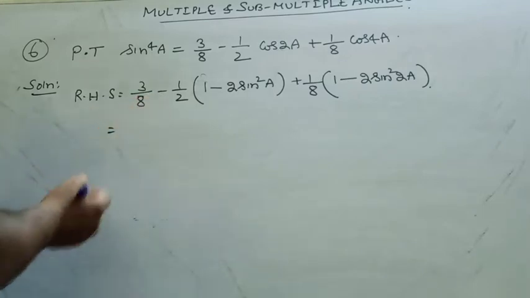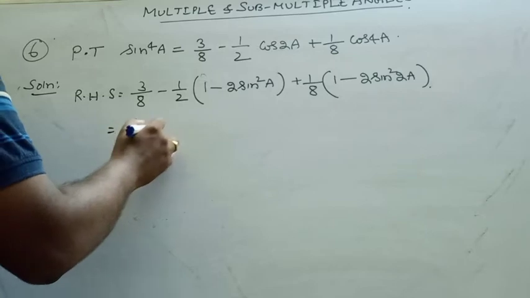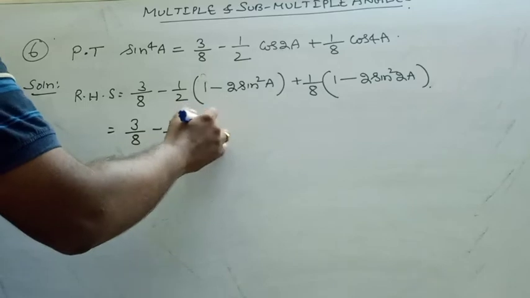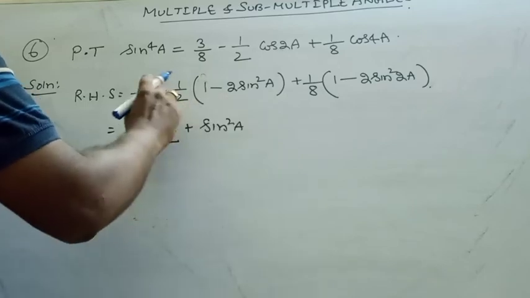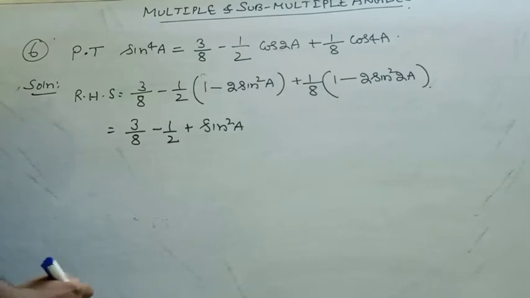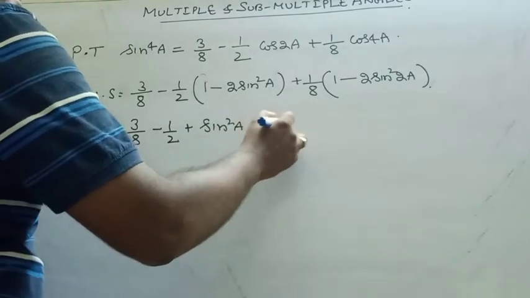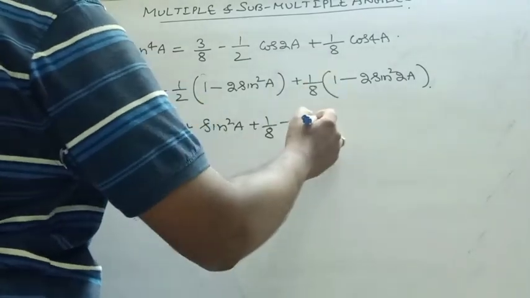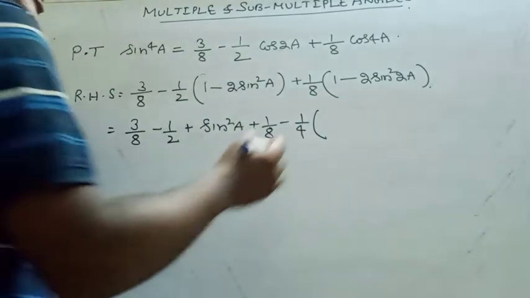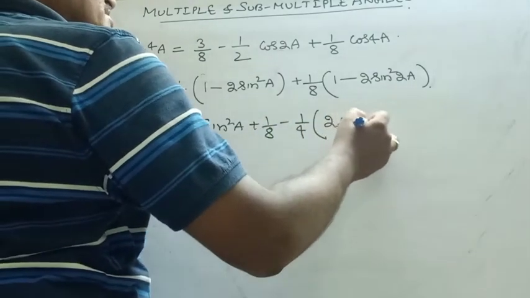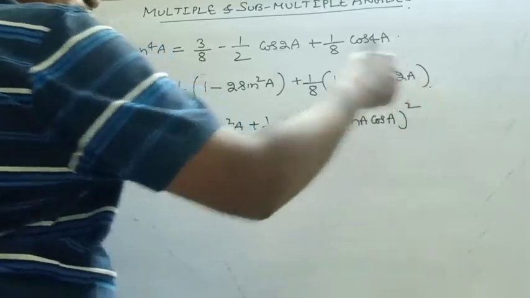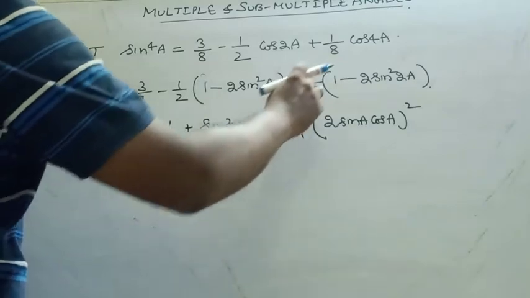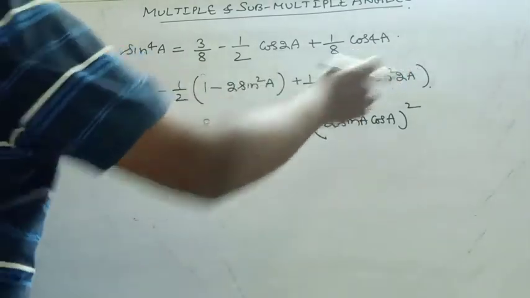Right? My dear students, now see, let us try to simplify this. 3 by 8 minus 1 by 2, and minus into minus plus, 1 by 2 into 2 will cancel and this becomes 2 sine square a, plus 1 by 8 minus 2 by 8, that is 1 by 4 into, sine square 2a. Sine square 2a we can write as 2 sine a cos a whole square, like this. I am writing the direct steps.